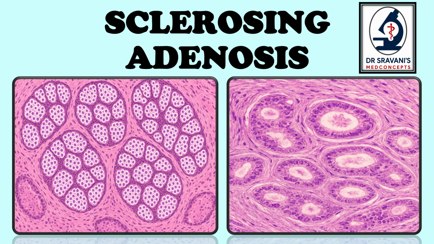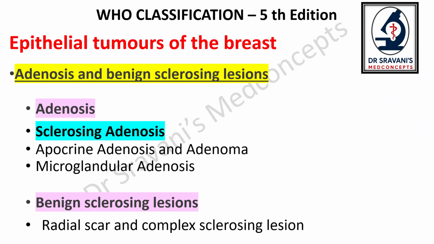In this session, we'll explore sclerosing adenosis, a benign lesion which closely mimics invasive carcinoma and hence is diagnostically challenging. As per WHO classification 5th edition, under epithelial tumors of the breast, we have a separate entity known as adenosis and benign sclerosing lesions, as we have already dealt with in the previous session.